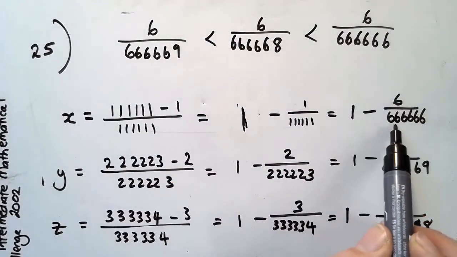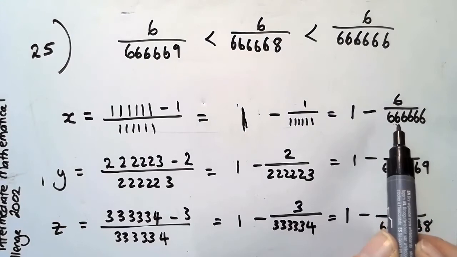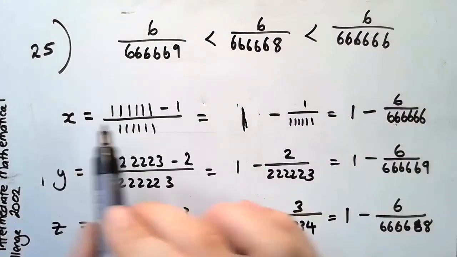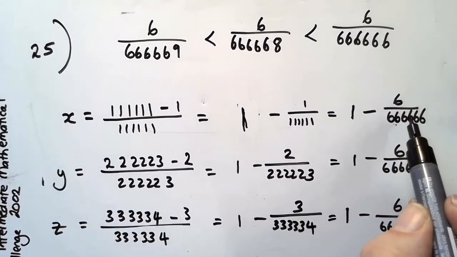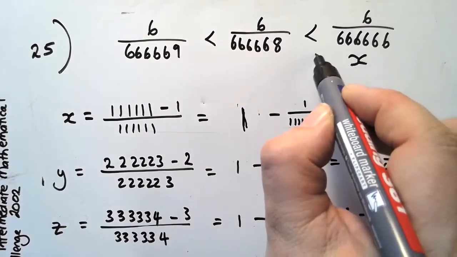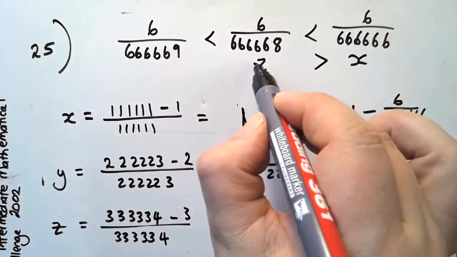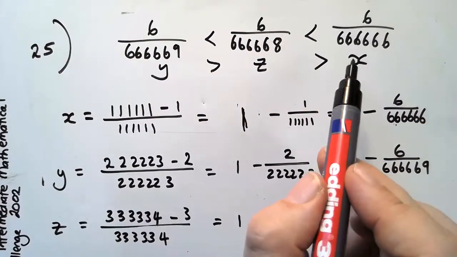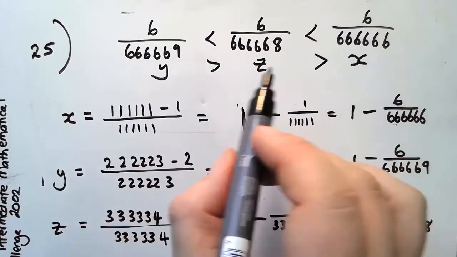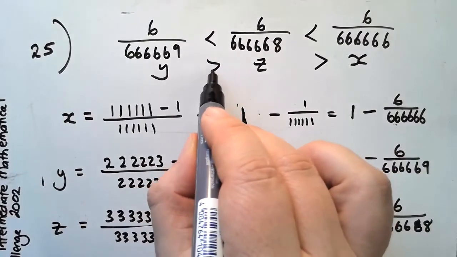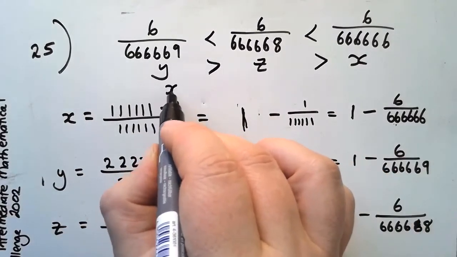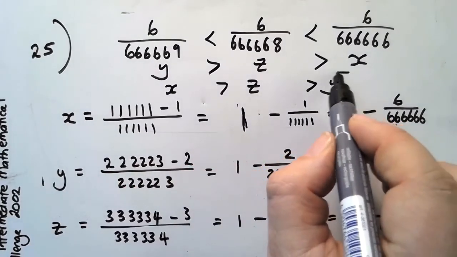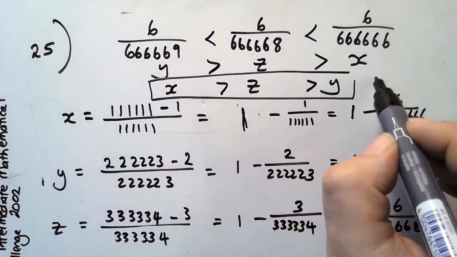When we're subtracting them from 1, though, it means that the largest number actually means that x will be the smallest number. So x is now the smallest number. This one is z, and this one is y. And in the question, it's actually reversed in terms of the direction of the inequality. So we could write it as x is greater than z is greater than y. And this answer just here is B.